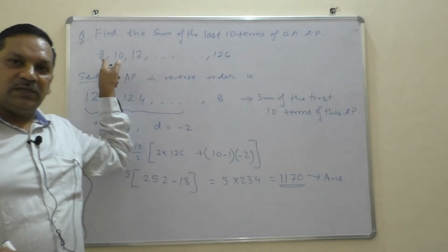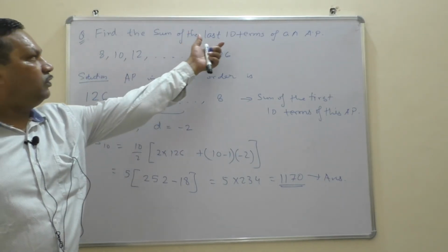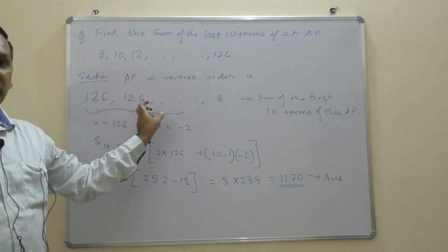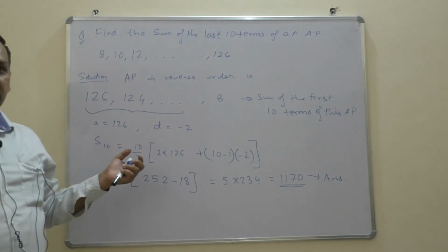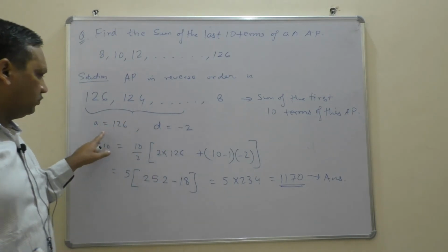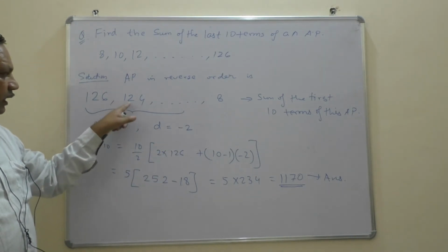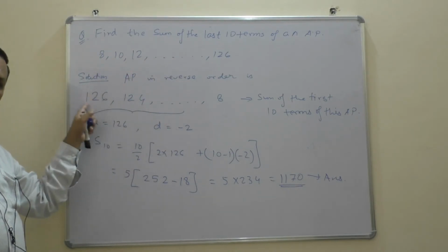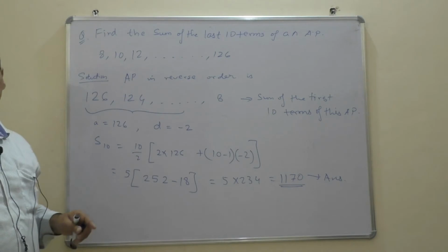So the first term here now becomes the last term. But I want to find the sum of the last 10 terms. So the first 10 terms of the reversed AP will be the answer. Understood? Clear? So the first term A is 126, and this time D is minus 2, whereas earlier D was plus 2. Clear? So this is this.